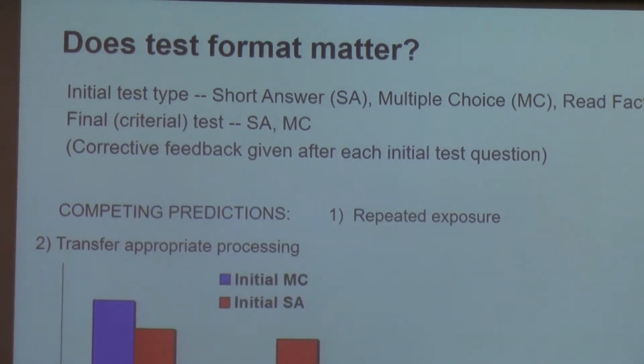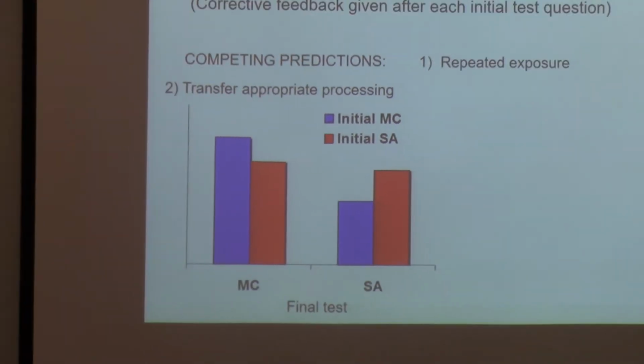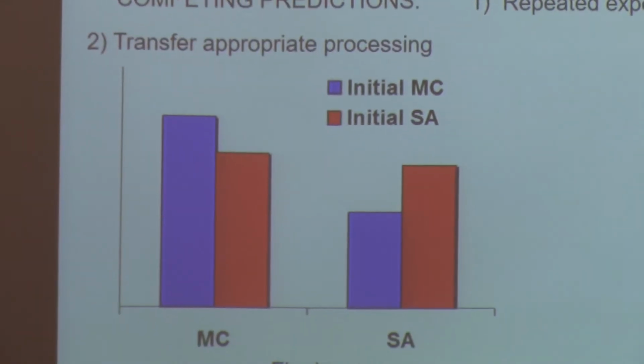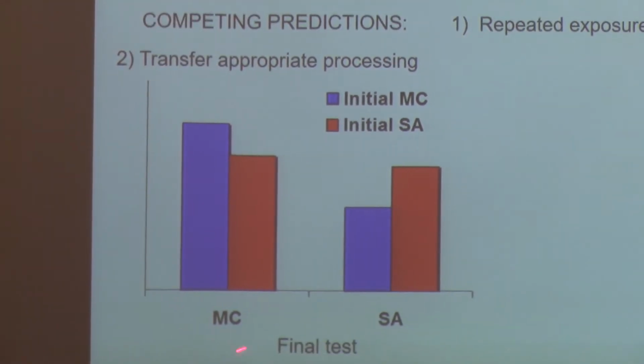Another possible prediction is the one that talks about the mental operations or processes that we engage in when we take a test. According to this explanation, test format would matter. If your final test is a multiple choice format, then having had that initial multiple choice should yield a greater benefit than if you had taken an initial short answer. And conversely, if your final test format is short answer, then having had an initial short answer quiz would produce a greater benefit than having had an initial multiple choice. So test format would matter in this case, according to this explanation.